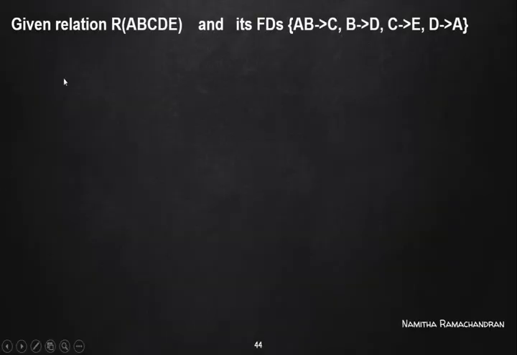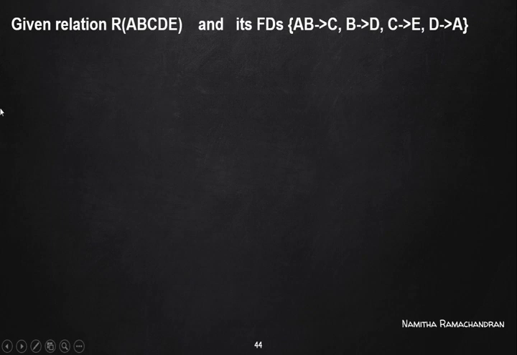Okay, consider this relation. Relation R with attributes A, B, C, D, E. And the functional dependencies are given like A, B derives C, B derives D, C derives E, D derives A.